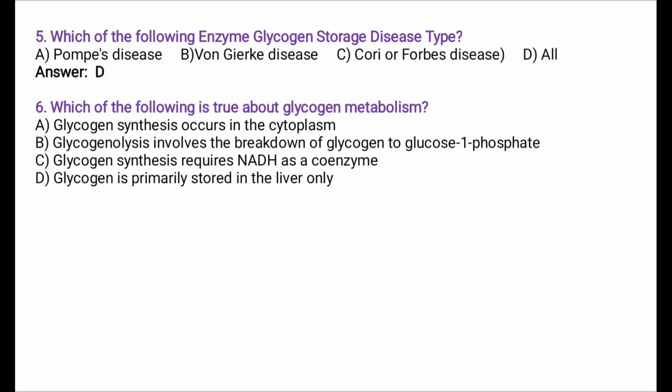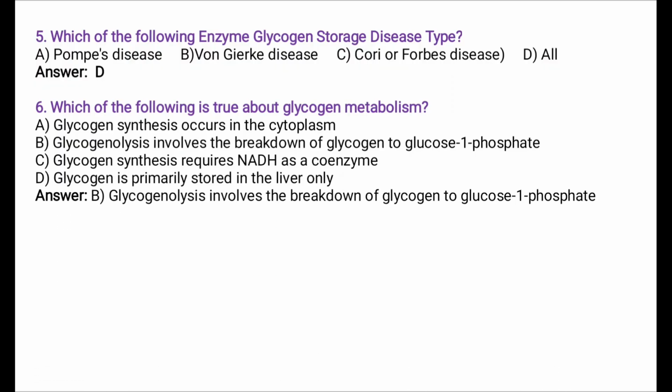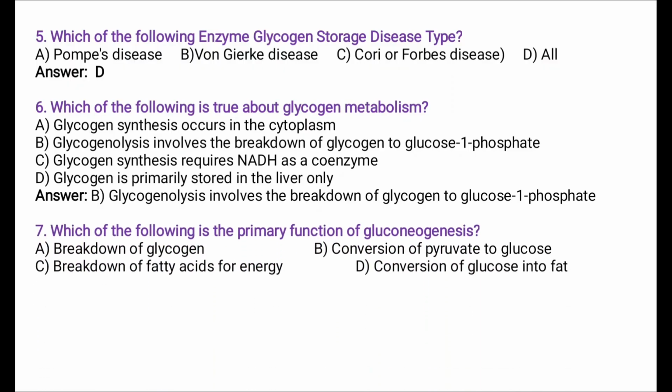Next, which of the following is true about glycogen metabolism? A. Glycogen synthesis occurs in cytoplasm. B. Glycogenolysis involves breakdown of glycogen to glucose 1-phosphate. C. Glycogen synthesis requires NADH as a coenzyme. And D. Glycogen is primarily stored in the liver only. Glycogenolysis involves breakdown of glycogen to glucose 1-phosphate.